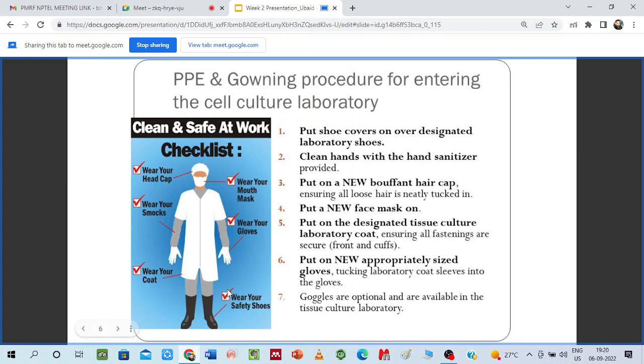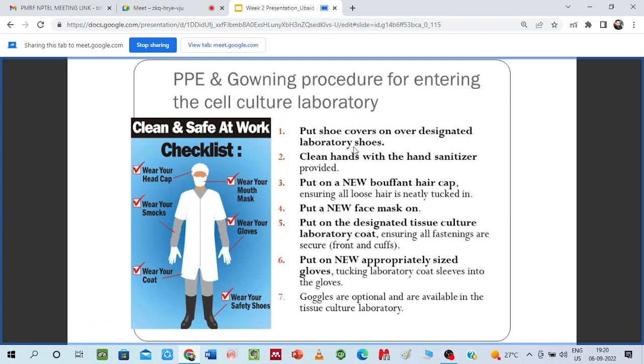You have to change your shoes, because the outside shoes may be dirty or may have some contamination. So cell culture shoes should be separate, or you can wear the shoe cover so that your shoes will be covered. And you have to wear the gloves and lab coat to prevent your clothes from getting dirty or getting some contamination which may harm you.